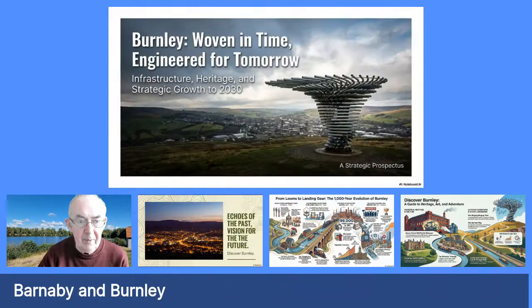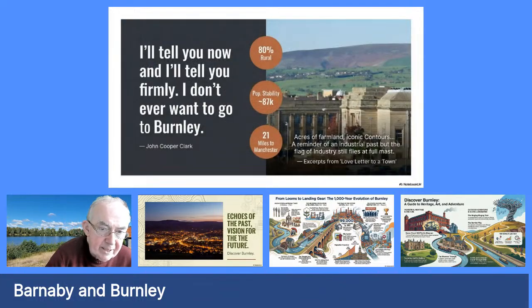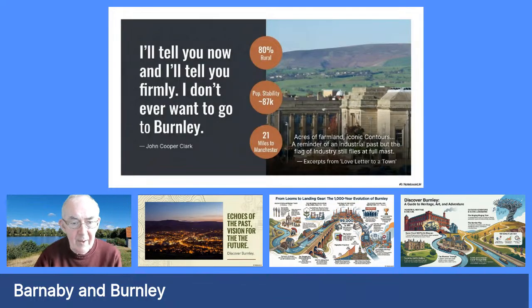So let's have a separate view of Burnley, an alternative view. Again, this is by NotebookLM. I'll tell you now, and I'll tell you firmly, I don't want to go back to Burnley. Well, that's by John Cooper Clarke, who is a poet, or was a poet. 80% of the area is rural, and it's 21 miles to Manchester.